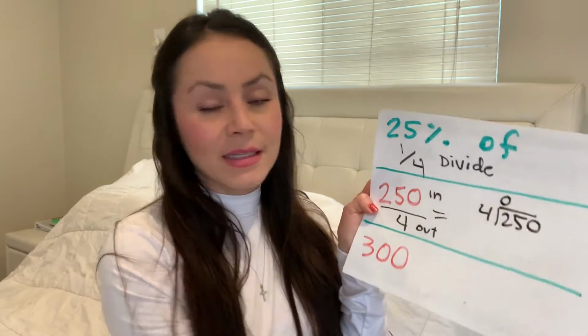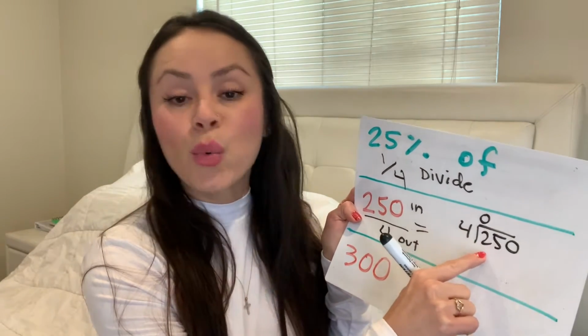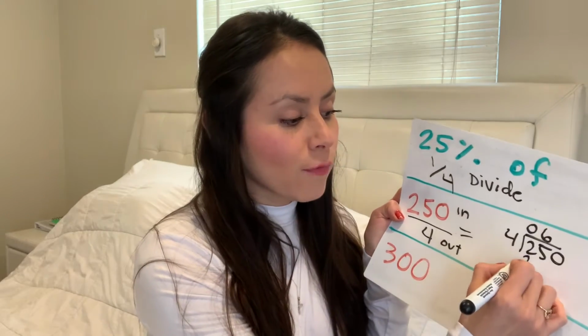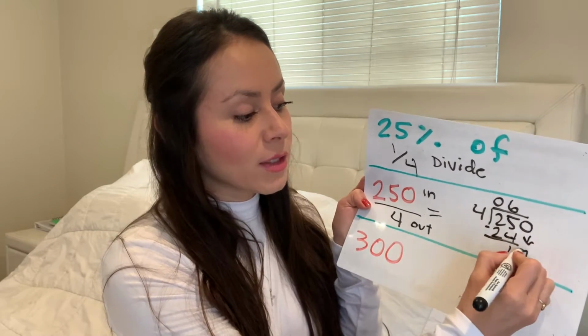Then you ask yourself, how many times does 4 go into 2? 0 times, right? It doesn't fit. So now you need another number. How many times does 4 go into 25? Well, 4 times 6 is 24. So it'll fit 6 times. And 24 goes under here, and you subtract that. 25 minus 24 is 1. You bring down this 0, right?